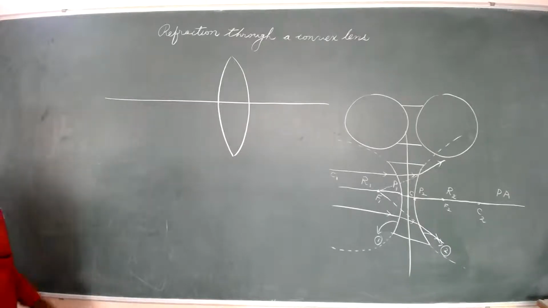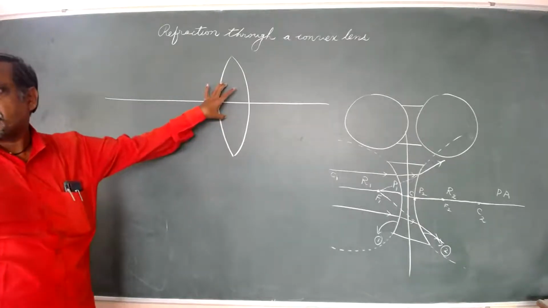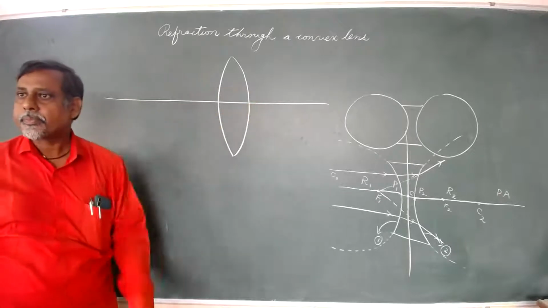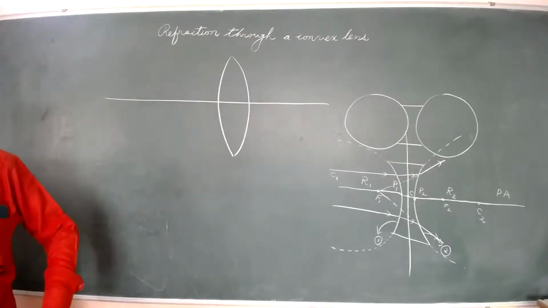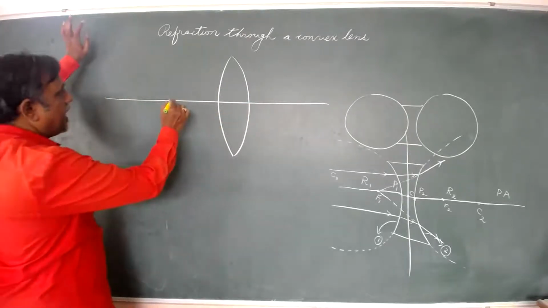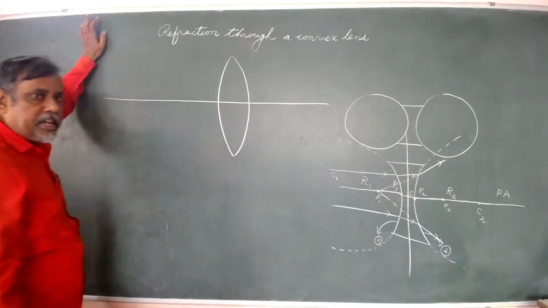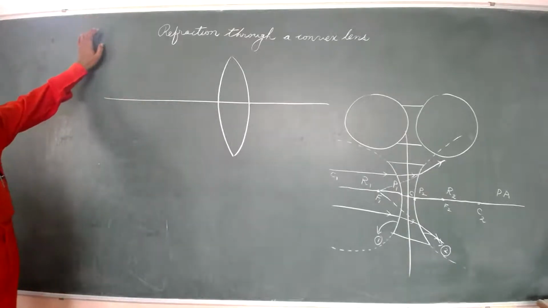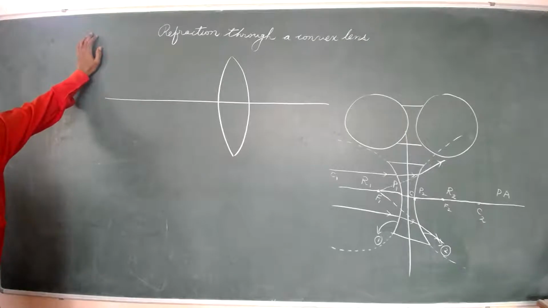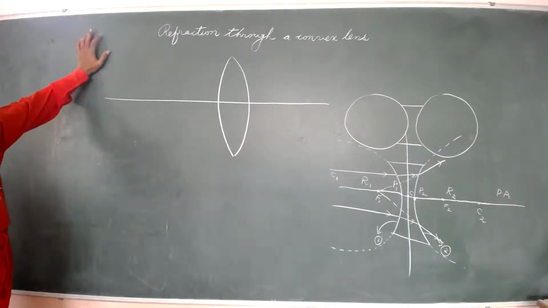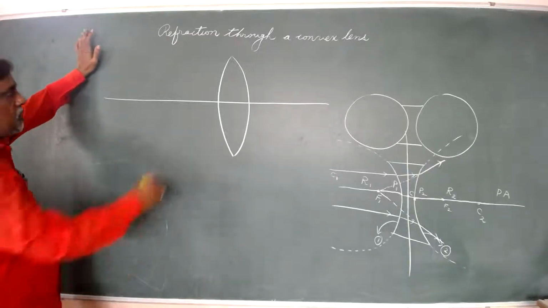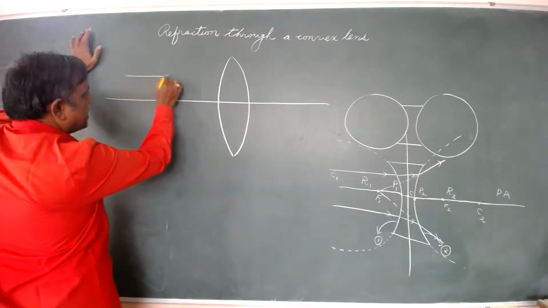Right? This. Okay. So this is a convex lens, and this is the principal axis. As per the universal sign convention, I will be taking the propagation of the incident ray from left to right. Now, the light ray is just passing over here like this.